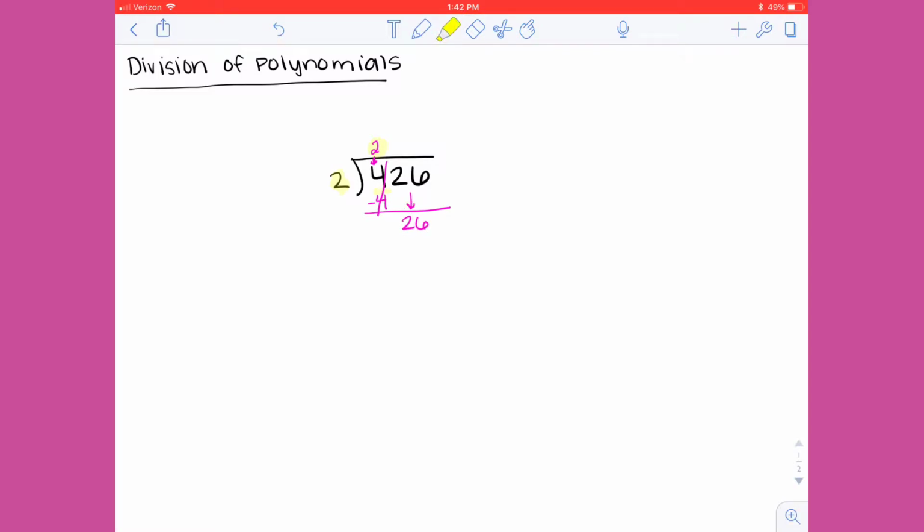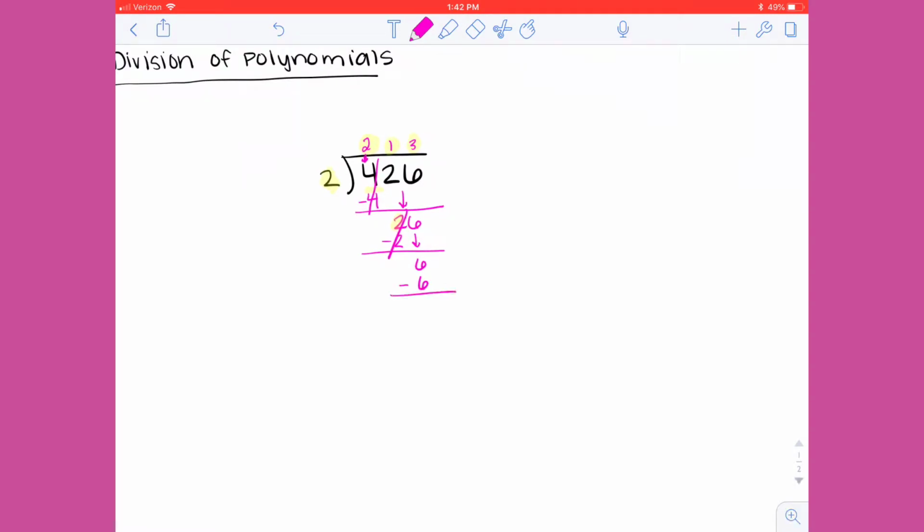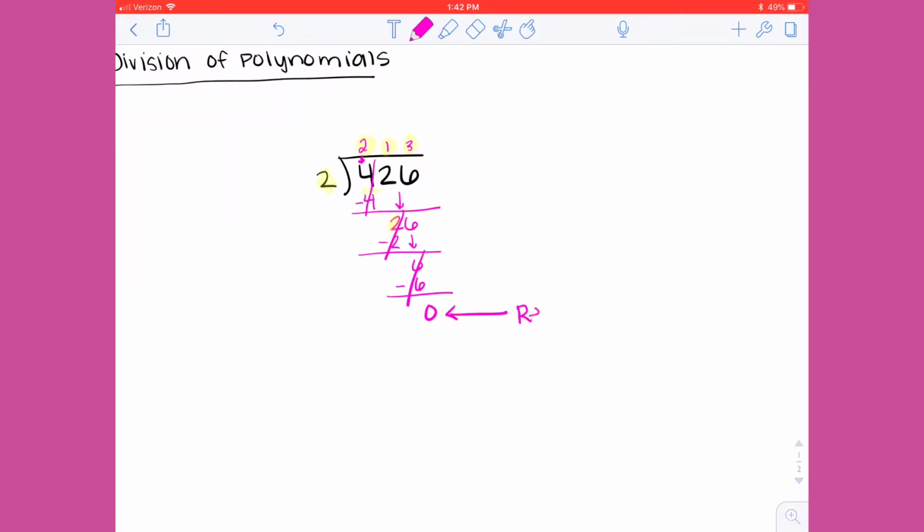And then I bring down what is left over, and I do the process again. What number times 2 will give me 2? Well, 1, because 1 times 2 is 2, and I subtract those, and they go away. Bring down what's left over. Now, what number times 2 will give me 6? Well, 3 times 2 will give me 6, and I subtract those, and they go away. When I'm left with nothing at the end, there's nothing else to bring down, that's called my remainder. In this case, I have no remainder. That means it's a perfect value. So 2 perfectly goes into 426 213 times, and 213 is called my quotient.